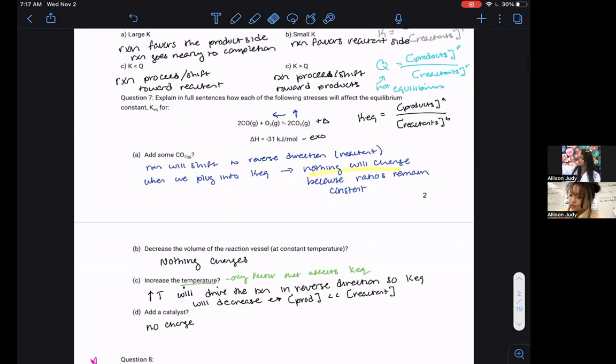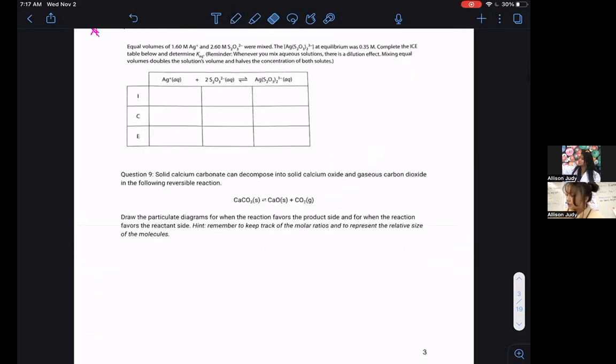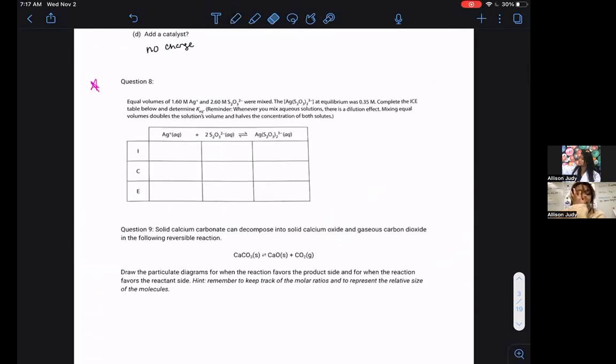Now let's go to question 8 on page 3. This now is beginning to get into the ICE table KEQ problem calculations, where you had 3 types of scenarios that you would be asked to potentially solve. You're given 2 out of the 3 following variables: initial concentration, KEQ, and concentration at equilibrium. Between these 3 values, you can figure out a lot.